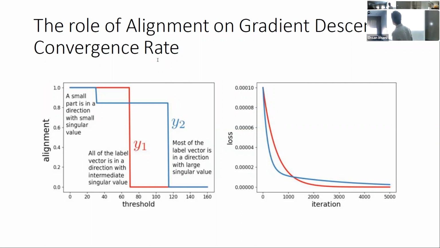For the blue one, you have the alignment curve dropping a bit here and then by a large amount later with the larger threshold. It means that the label vector has some small components in that direction with the smaller singular value and a large component in that direction with the large singular value. So once your threshold passes that small singular value, then your alignment curve drops a bit. And once your threshold passes that very large value, then your alignment curve drops completely. And the red curve is something in between. So it's completely in a direction of a singular vector with an intermediate singular value.